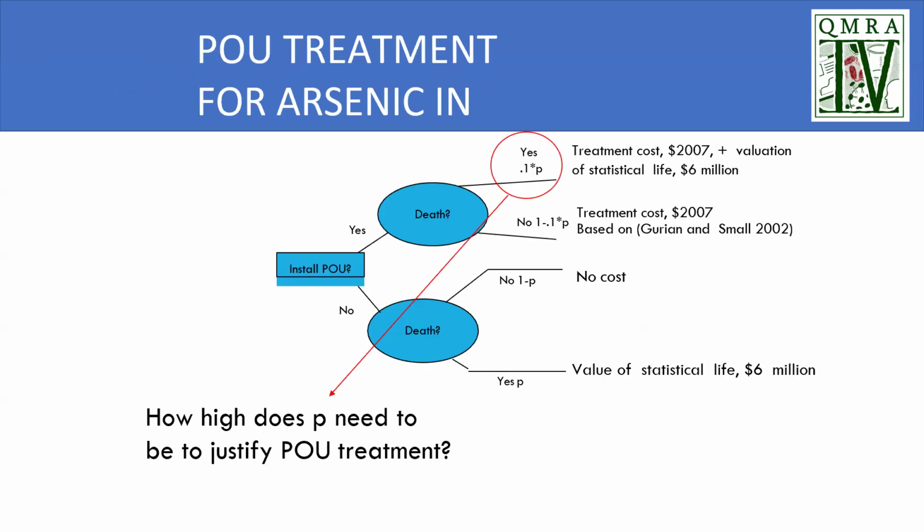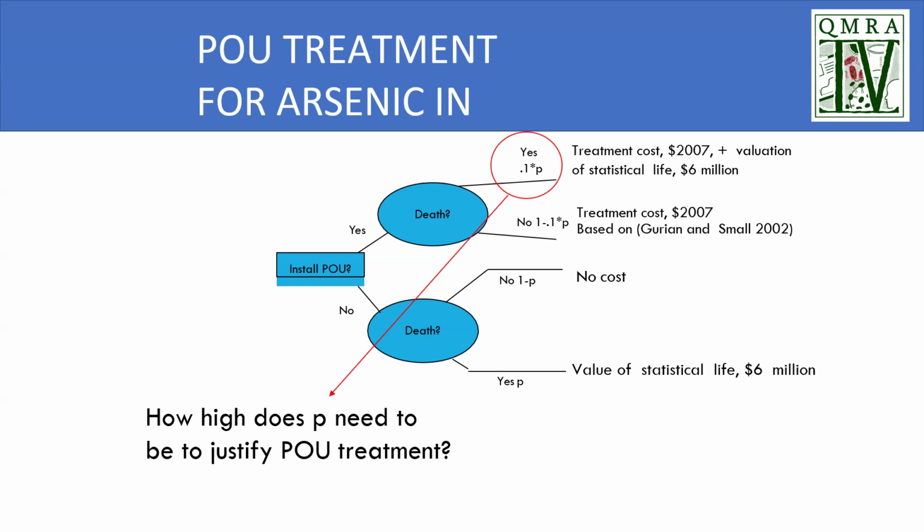So here our decision is to install the point of use device. If we do it, yes, there's a chance of death. And we can define the chance of death if we install it as 0.1 times P. We're multiplying by 0.1 because recall that we're removing 90% of the arsenic, and that's the efficacy of this particular treatment on reducing the risk.